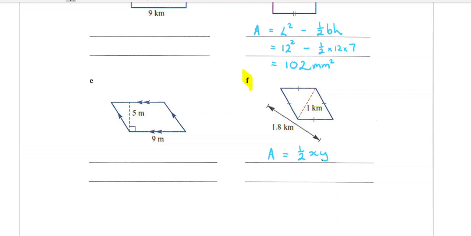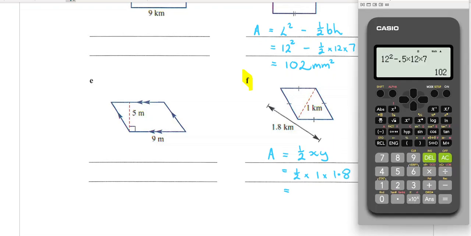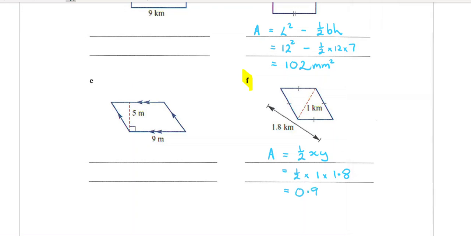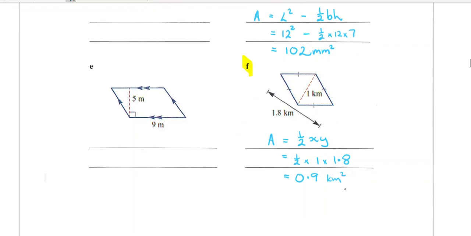Now the X and the Y, the reason we're not using bases and heights is because X and Y represent the diagonals of the shape, which is what you have here. So one diagonal is going across here, and 1.8 would be from that corner to that corner. Okay, so it is just half times 1 times 1.8. Okay, type it in. Half times 1 times 1.8 is 0.9 kilometers squared. Make sure you know your shapes so that you can choose the right formulas.